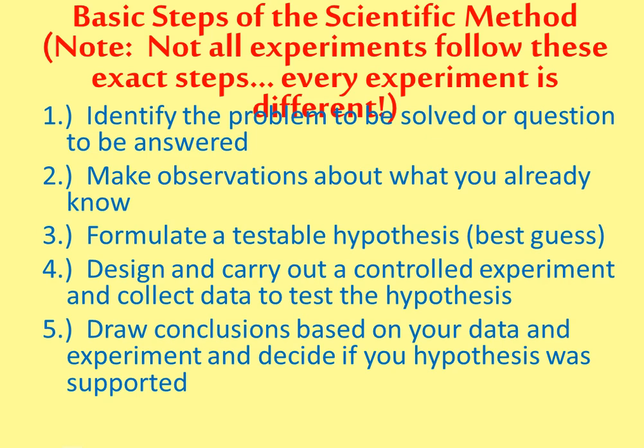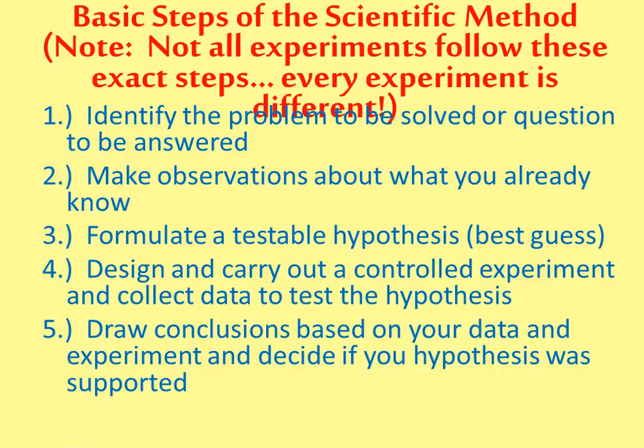Here is a list of the 5 basic steps of the scientific method. It's important to note that these are the basic steps, this is the norm, but not all experiments are going to follow these exact steps in this exact order. Every experiment is different and scientists will adjust accordingly. But to give you a basic idea of how things typically run, the first step is that the scientists will identify the problem to be solved or the question to be answered. Scientists start off by identifying one specific problem that they can test.